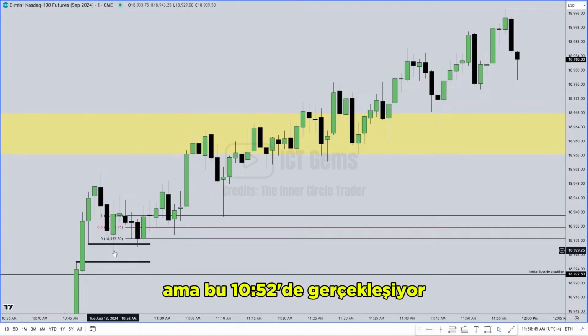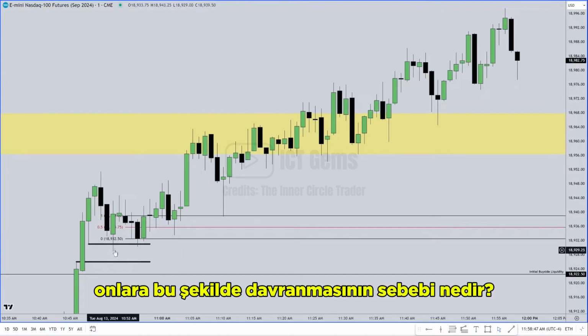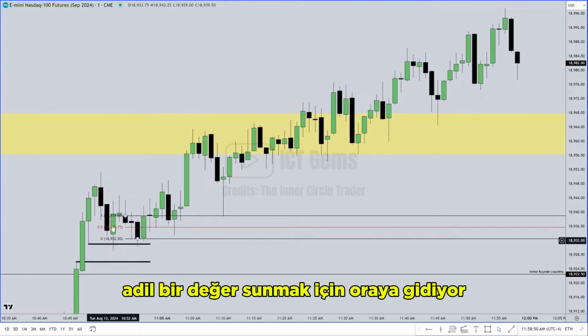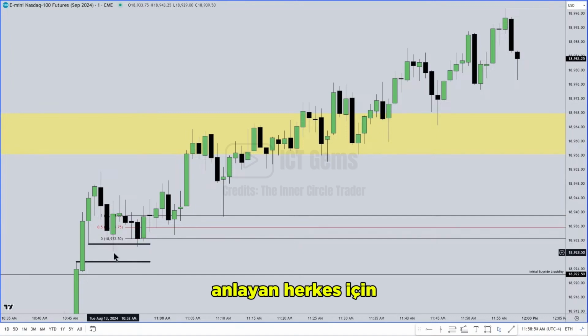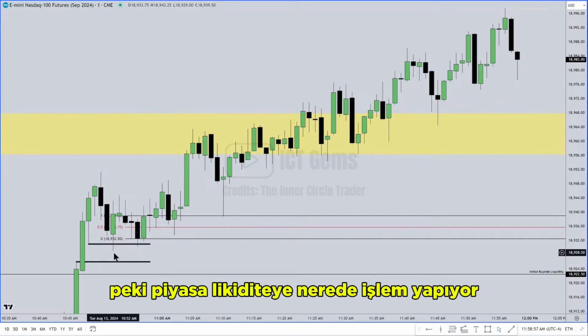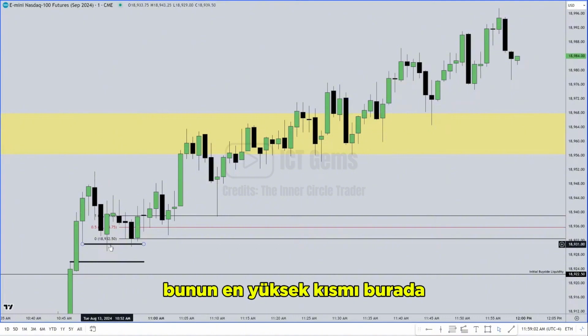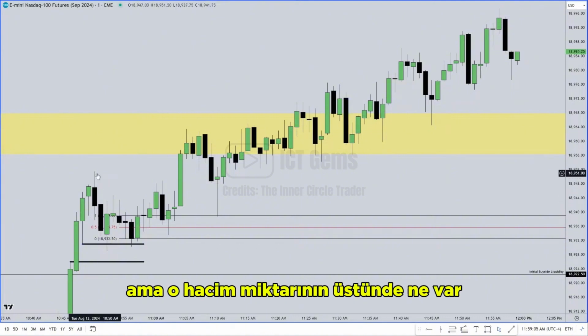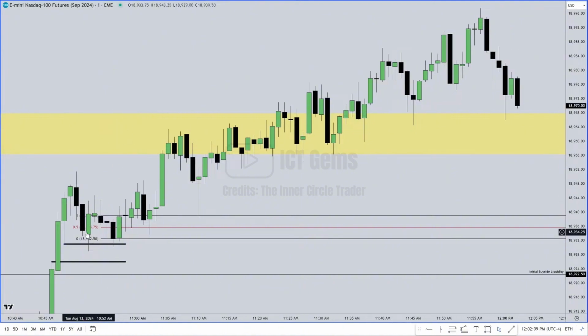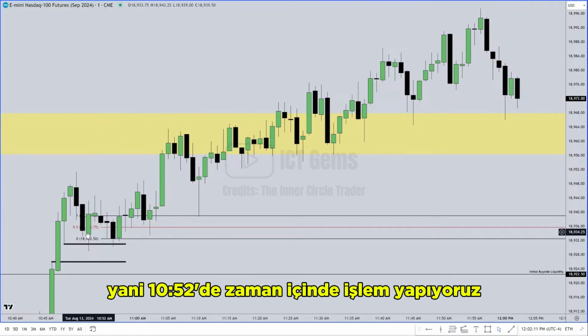But it's occurring at 10:52. It's trading in that inefficiency. For what reason? It's going down there to offer fair value for anyone that understands the elements that I'm teaching you. Then where does the market trade to? Liquidity, which is that high here, because when it drops down here, the highest high prior to that is here. But what's above that? That volume imbalance. So at 10:52, we're trading inside the time.